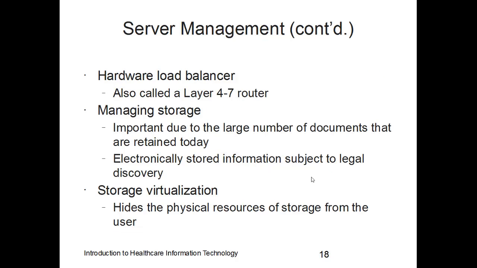The hardware load balancer is also called a layer 4 to 7 router. This helps to balance out the load on the network. This is a physical unit that will direct computers to individual servers in the network. This is based on server processor utilization, number of connections to a server, and overall server performance.